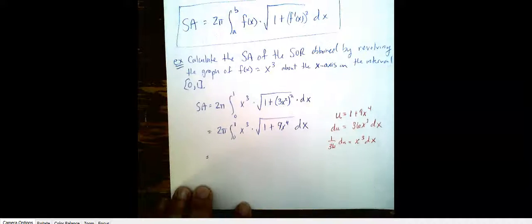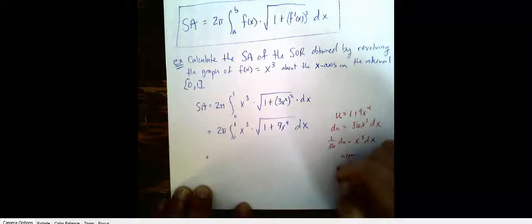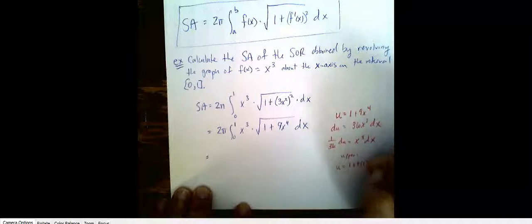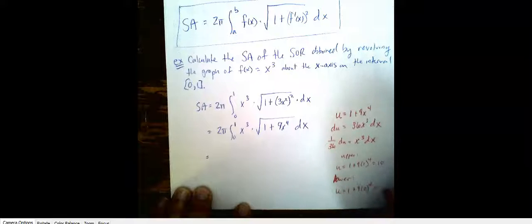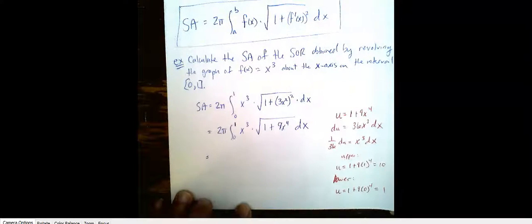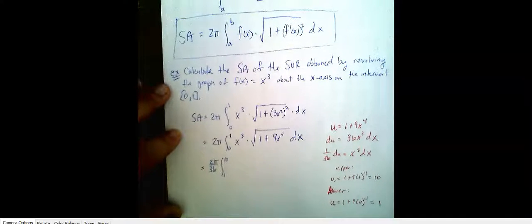This is also a definite integral, so we need our upper and lower bounds here. So our upper bound will be u equal to 1 plus 9 times 1 to the 4th, or 10. And the lower bound is u equals 1 plus 9 times 0 to the 4th, or 1. Alright, so let's pull our 1 over 36 out, so we'll have 2 pi over 36 times the integral from 1 to 10 of the square root of u du.